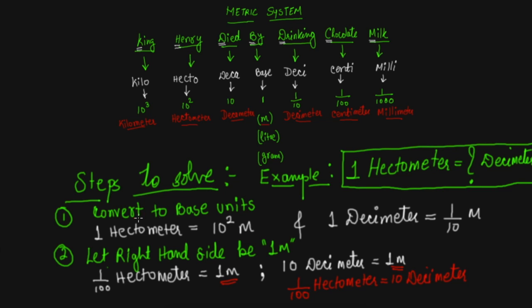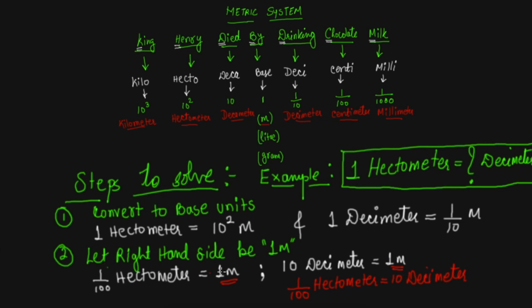Step 1. Convert to base unit. The base unit in this case is meters, right? So I will convert 1 hectometer here to whatever is the base unit. So we said 1 hectometer is equal to 10 square meter, right? And we wrote that. We convert that 1 decimeter to the base unit of meter. So 1 decimeter will be equal to 1 by 10 meter.